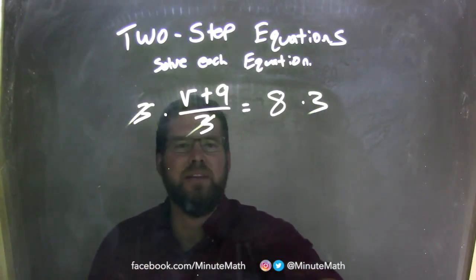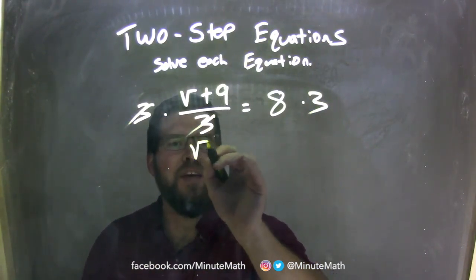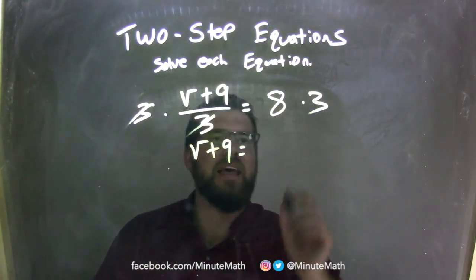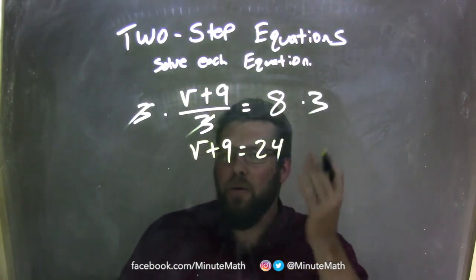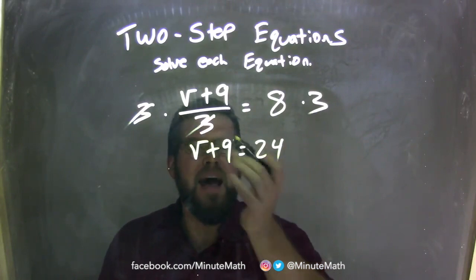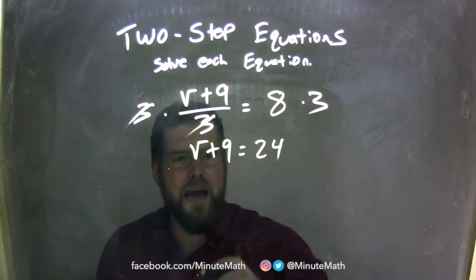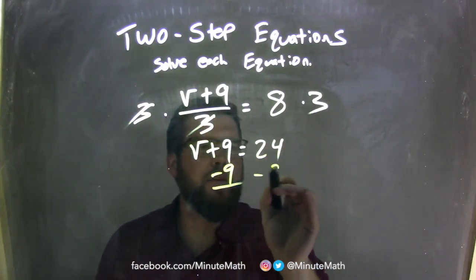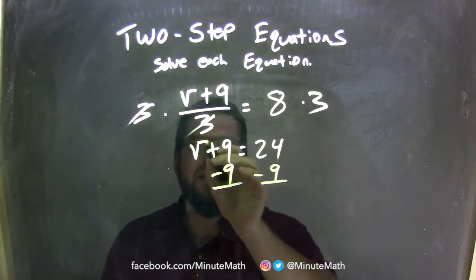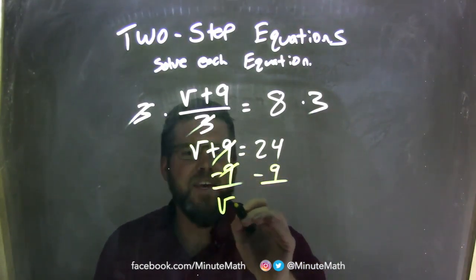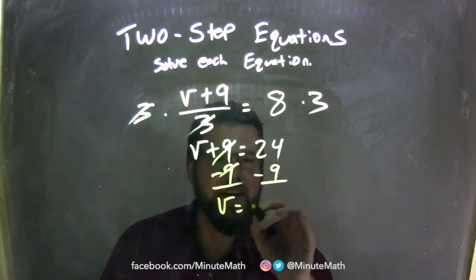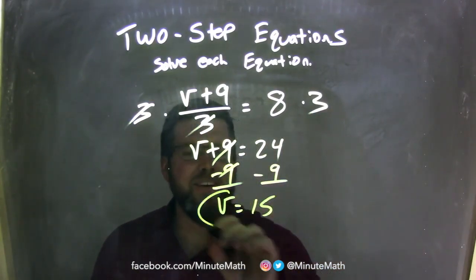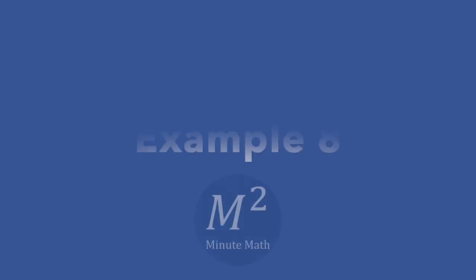That cancels these 3's out, leaving me with V plus 9 on the left and 8 times 3 being 24 on the right. Now I have V plus 9 equals 24. The opposite of that addition is subtraction. Subtract 9 from both sides, leaving me, the 9's cancel, V on the left, and on the right, 24 minus 9, which is 15. And V equals 15 is my final answer.